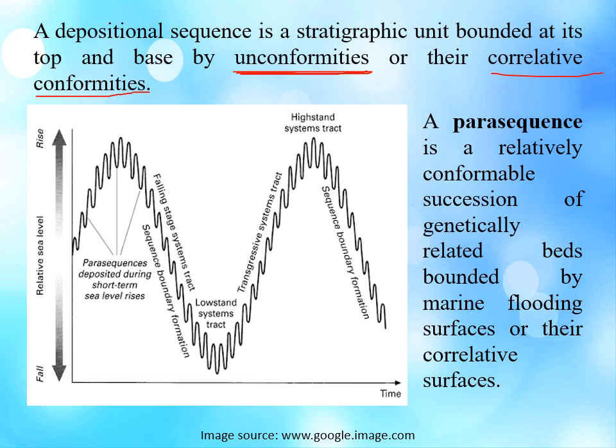and that may be a non-depositional surface or a depositional unit in the deeper basin part. So unconformity occurs in the shallower part. Correlative conformity, this term is for the deeper basinal part.